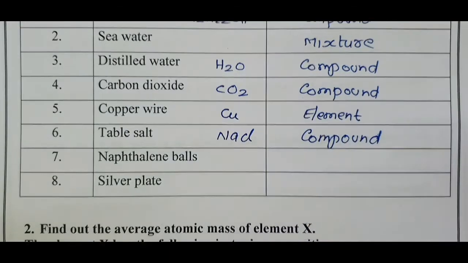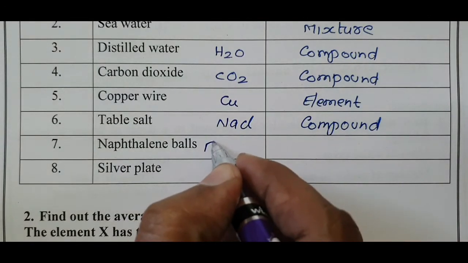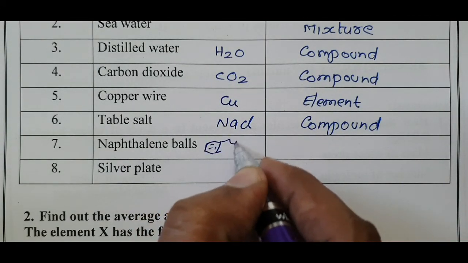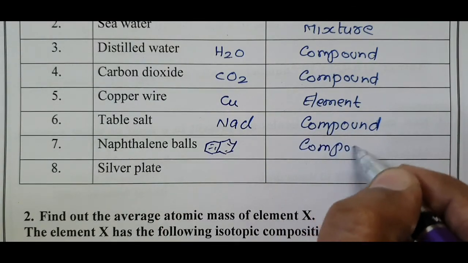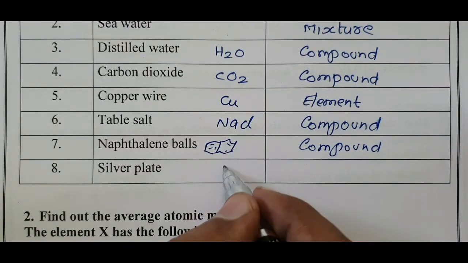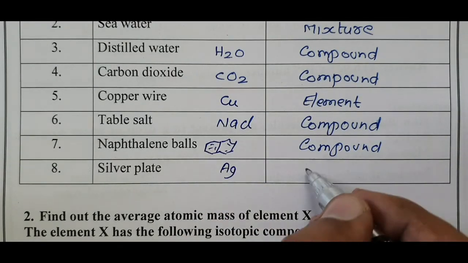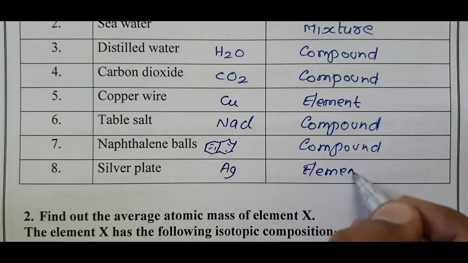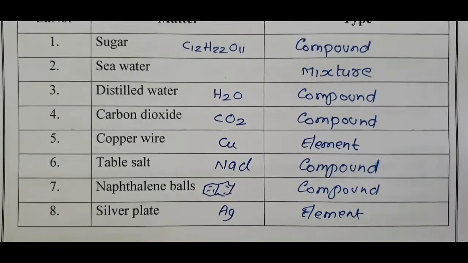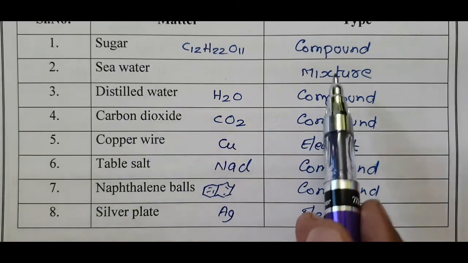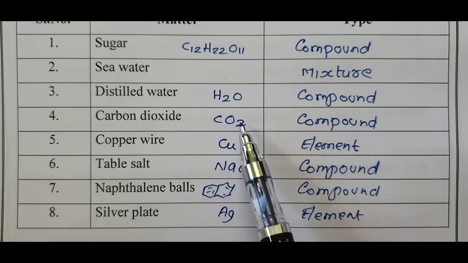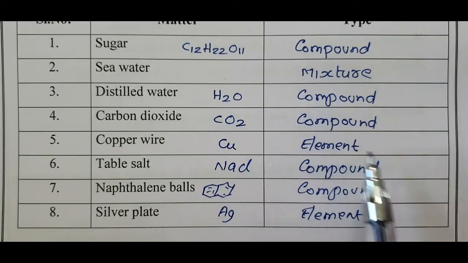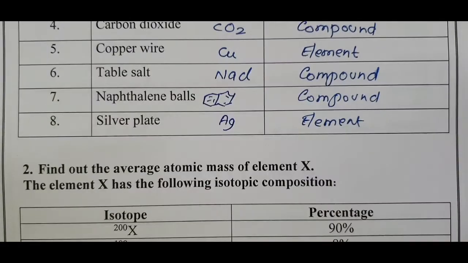And naphthalene balls, when two benzene rings are fused together, you will get naphthalene, an example of a compound. It has a molecular formula. And silver plate, Ag is only a symbol, comes under element. So in the given samples, seawater is the only mixture, which cannot be indicated by a general formula. These are made up of two or more elements, can be indicated by a molecular formula, and come under compound. Copper and silver are the only elements in the given example.